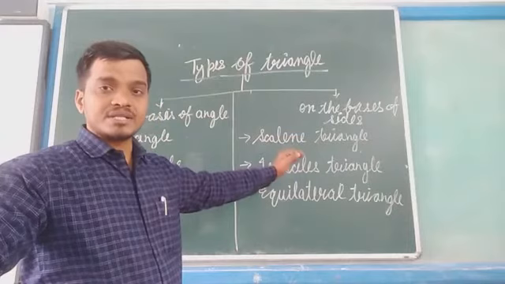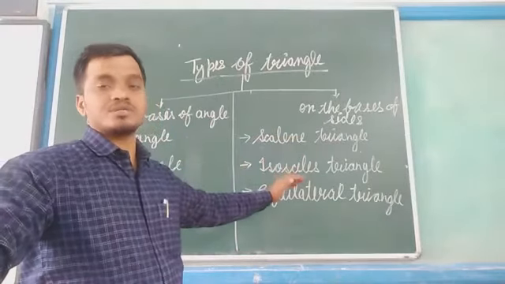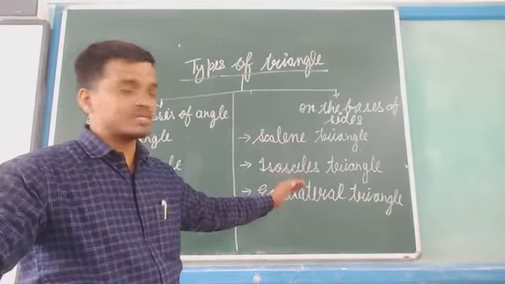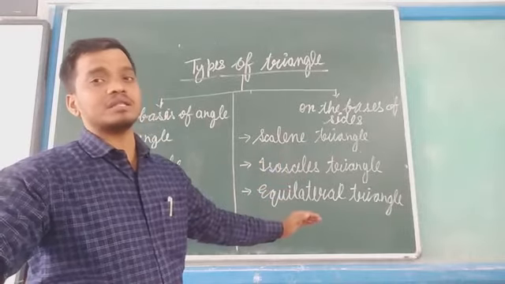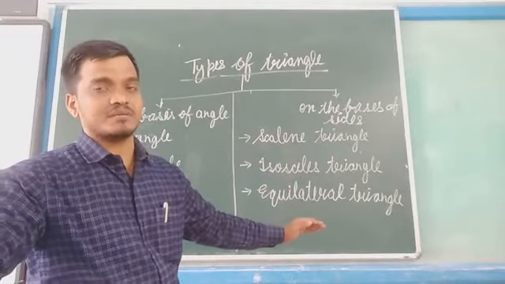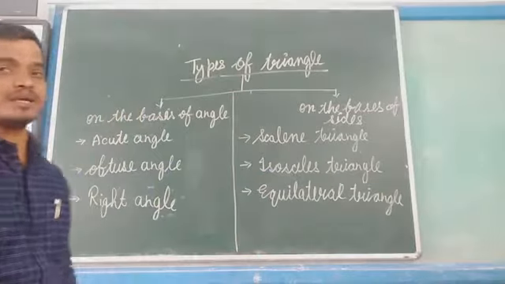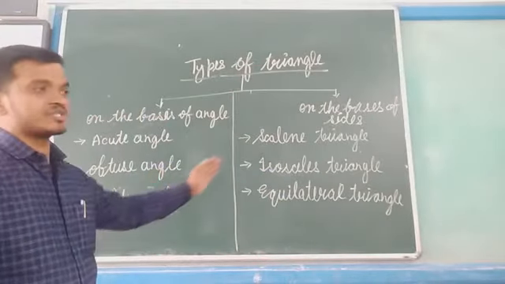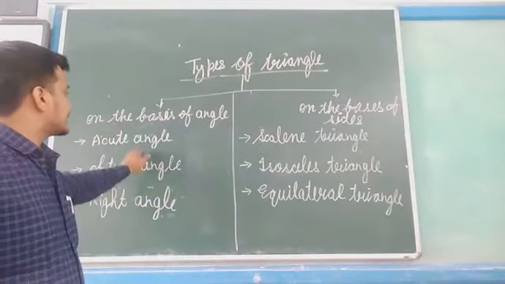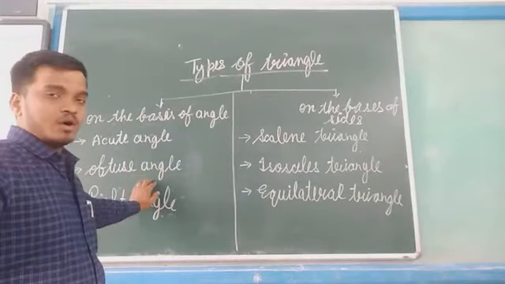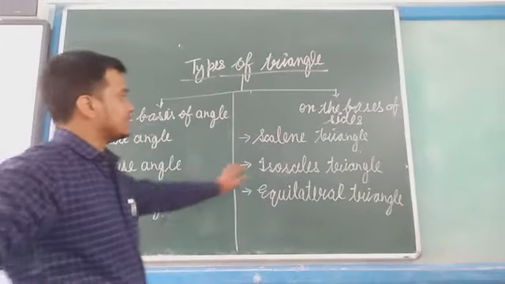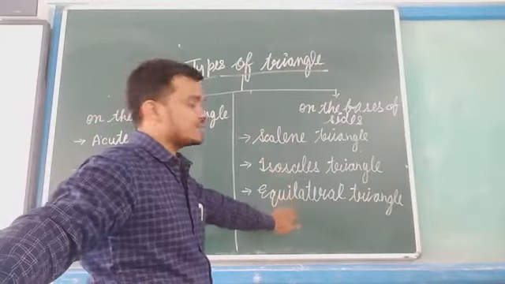Scalene, all the sides are in different measurement. Isosceles, two sides are in equal measurement. Equilateral, all the sides are in the same measurement, which means all the three sides will be equal. So there are 6 types of triangles: acute, obtuse, right angle, scalene, isosceles, equilateral.